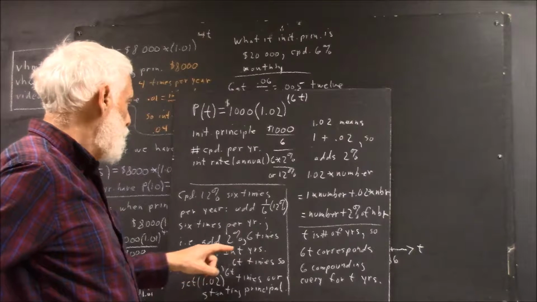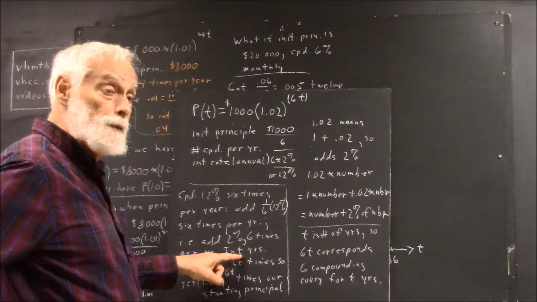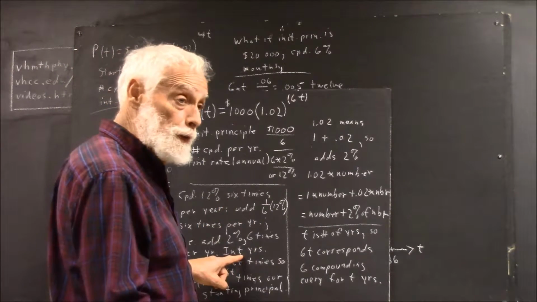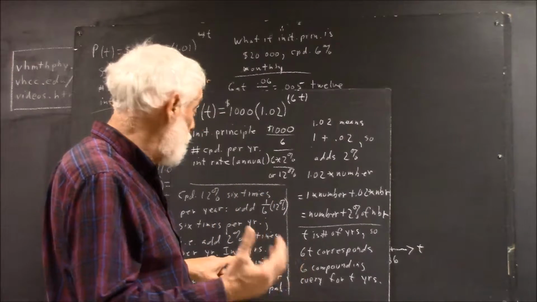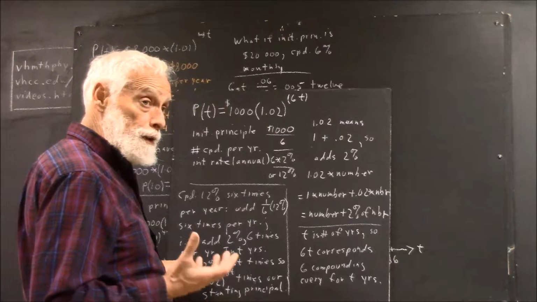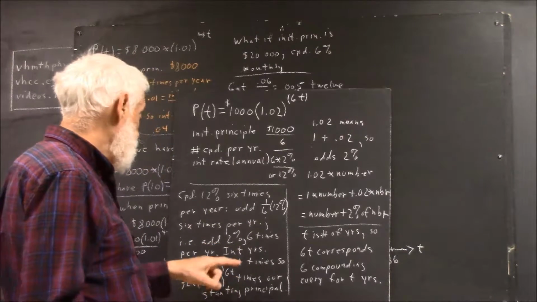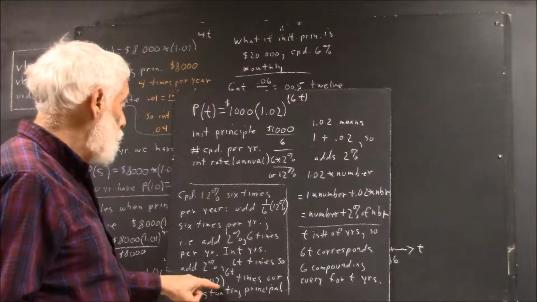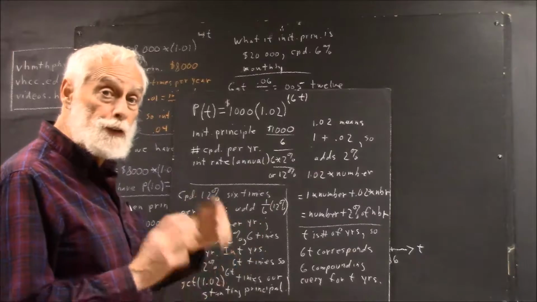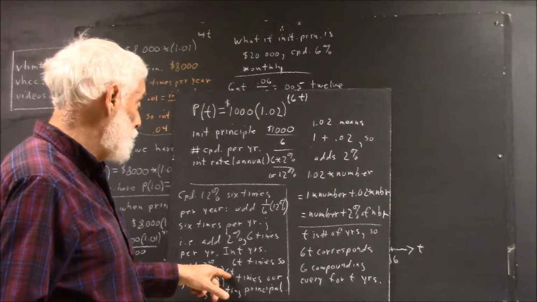So in T years, how many times will we be compounding? Well, we'll be compounding 6 times every year. Multiply that by the number of years, that's going to be 6T times. So we're going to add 2% to our existing principal 6T times in T years. That means we're going to get 1.02 times 1.02 times 1.02, 6T times. That's 1.02 raised to the 6T.